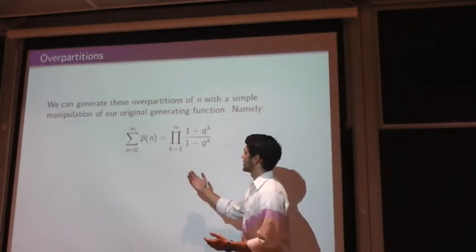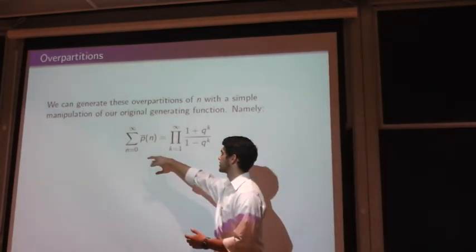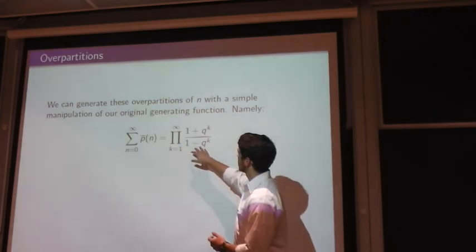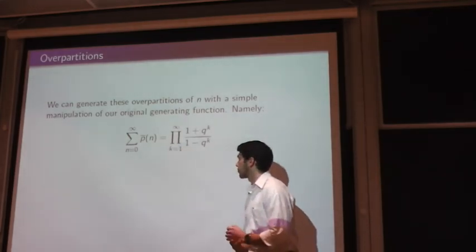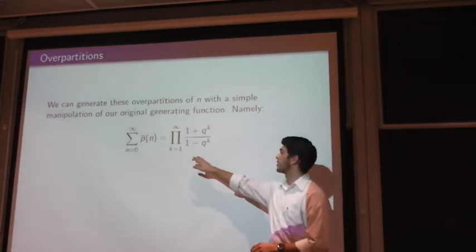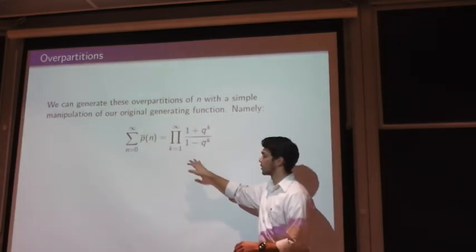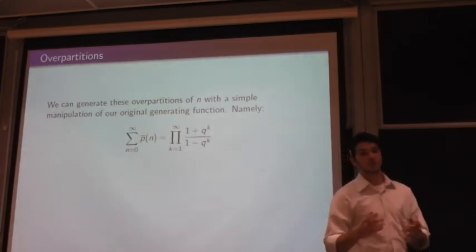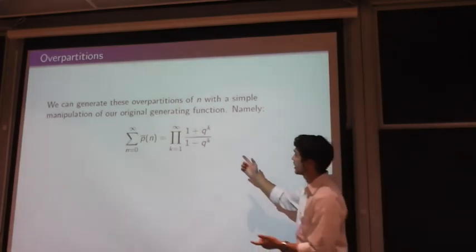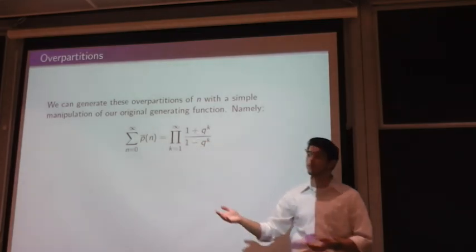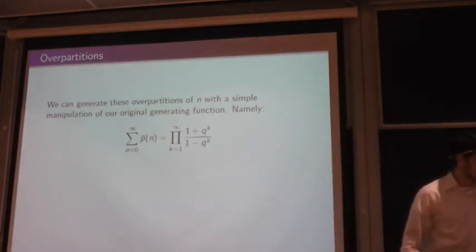So with the exception of the Q to the power that's missing, we can generate the number of overpartitions of n by looking at this infinite product over here, where we have the original representation for the product side of partitions, just with the added caveat that we have this 1 plus q to the k, and this 1 plus q to the k on top is what's giving us our additional part being added into the mix.